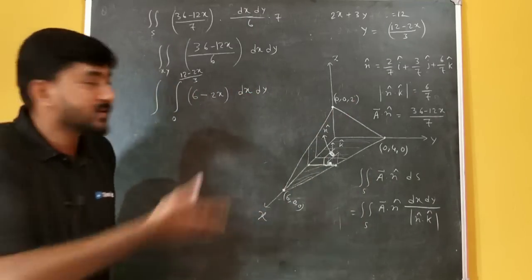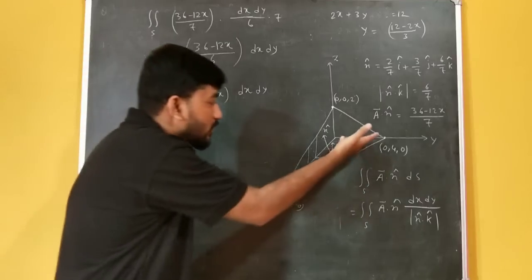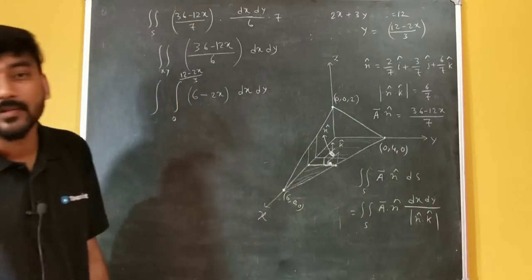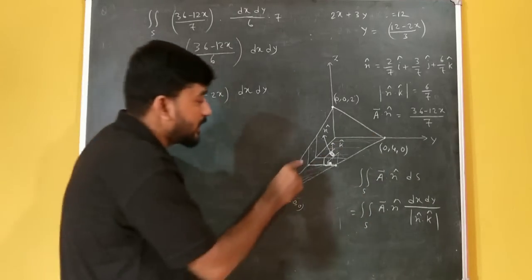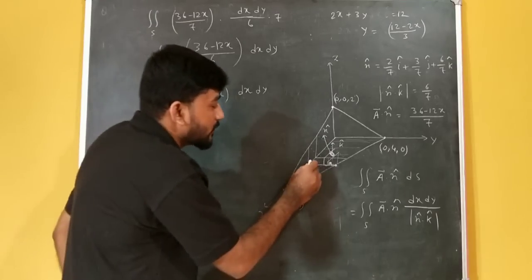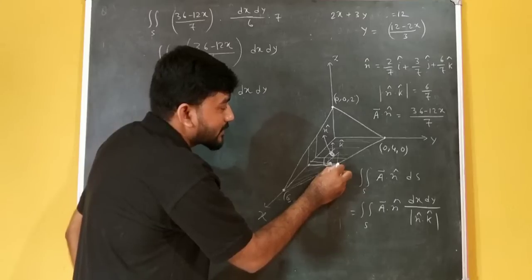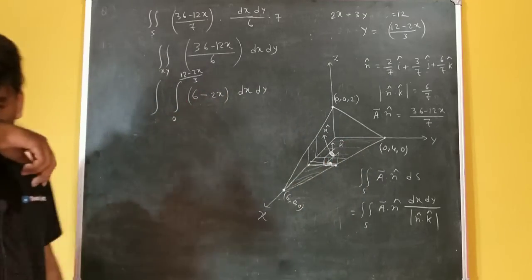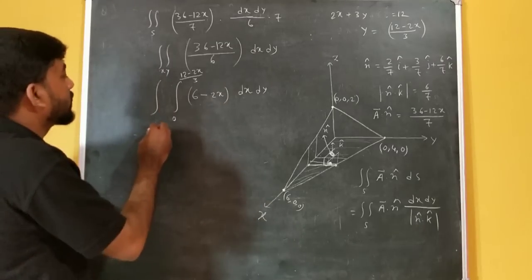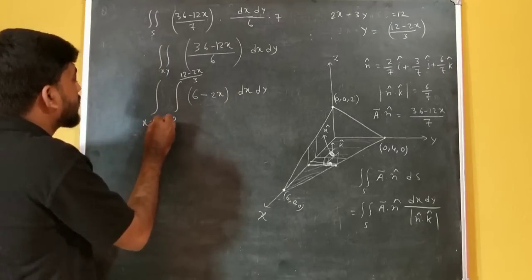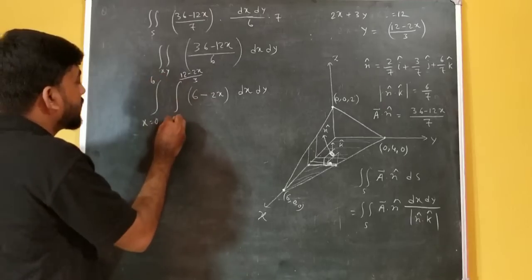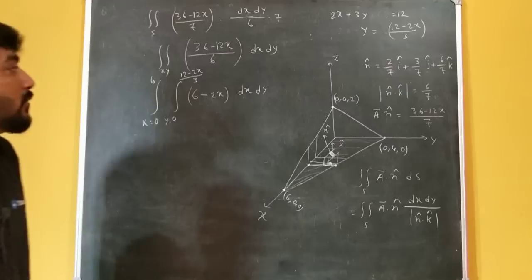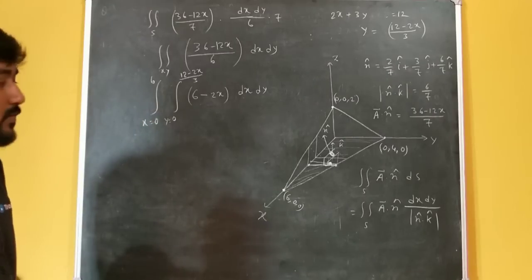This is just a double integration on the xy plane. So we have to just cover the whole region on the xy plane, and that will be possible if we vary y from 0 to here and x from 0 to 6. So it will cover the whole area. So the limit of x will be just 0 to 6, and this is the limit of y. Now we have to do this integration.